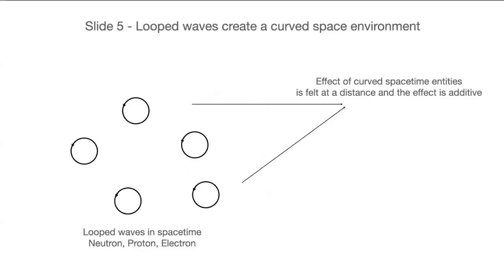So now we've discovered that matter is made up of looped waves in space-time. All matter is comprised of neutrons, protons, and electrons. And we can see that with this matter, the effect of those little curved looped waves in space-time at a distance will be to curve space-time at a distance. Where general relativity tells us that mass curves space-time, the space-time wave theory, which is what we're talking about, shows us how it does it.